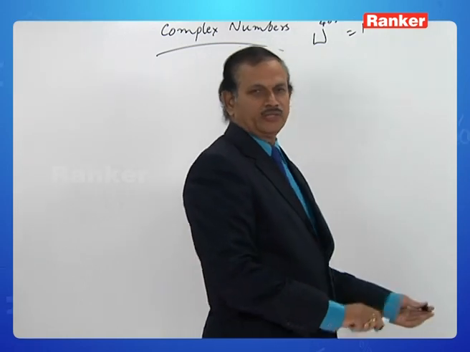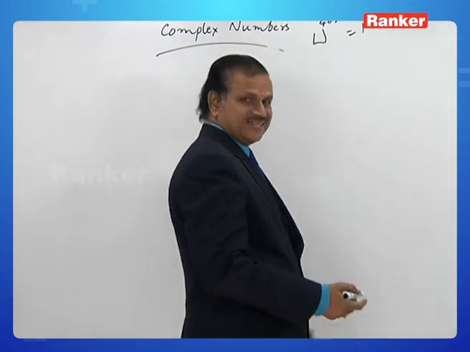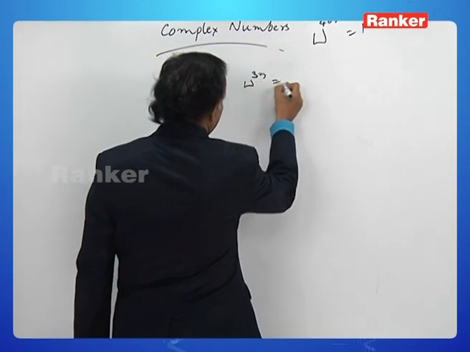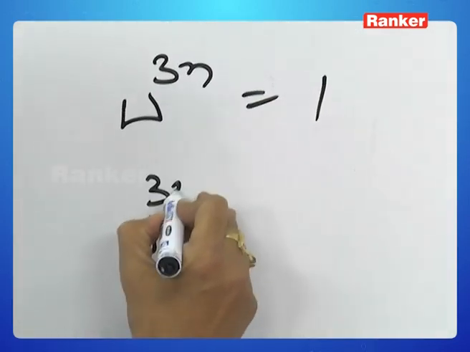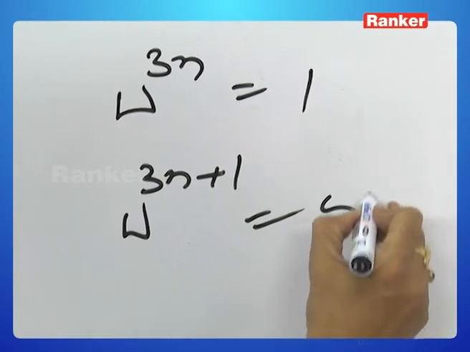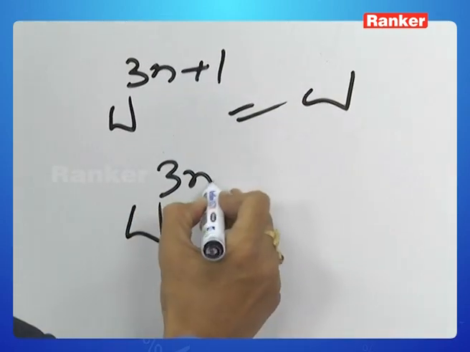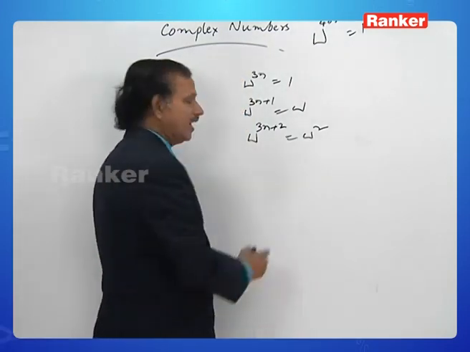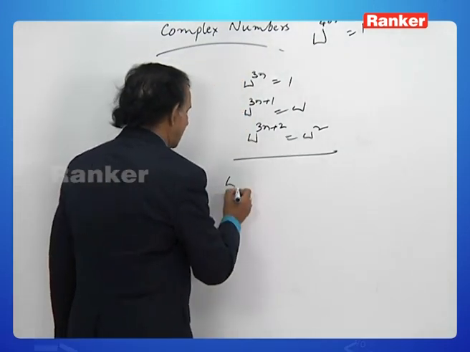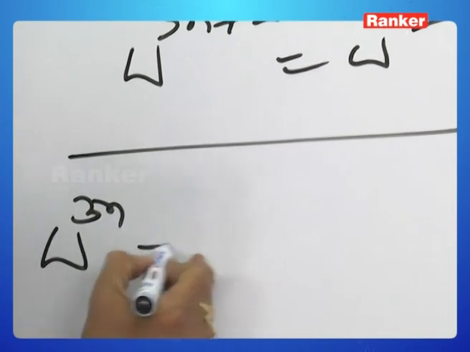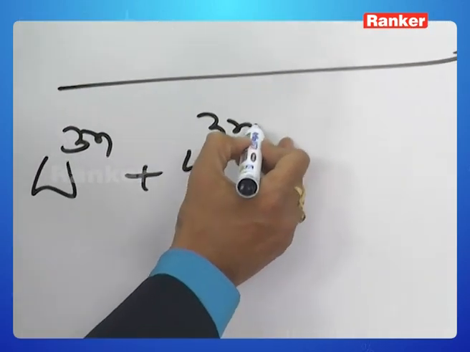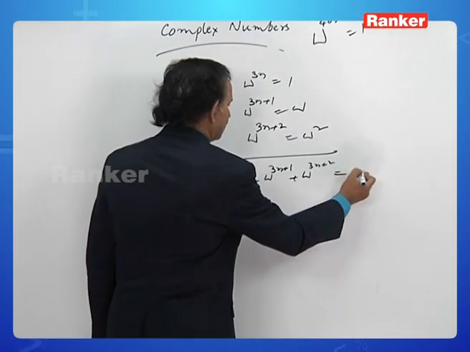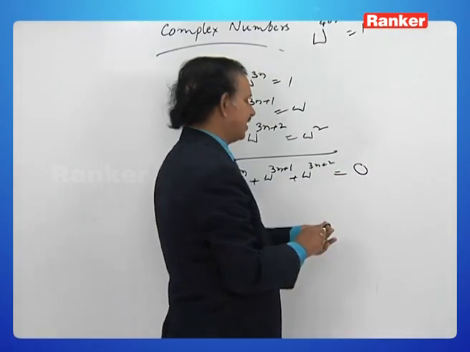Wait, one more thing. Just now we have discussed that omega power 3n is equal to 1, omega power 3n plus 1 is equal to omega, omega power 3n plus 2 is equal to omega square. Well, let us add these. What is going to happen? Omega power 3n plus omega power 3n plus 1 plus omega power 3n plus 2 is equal to 1 plus omega plus omega square, which is equal to 0.